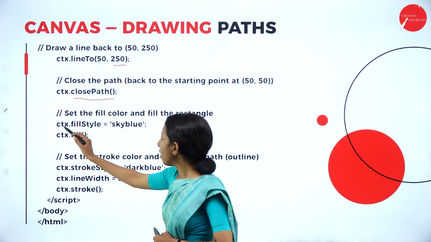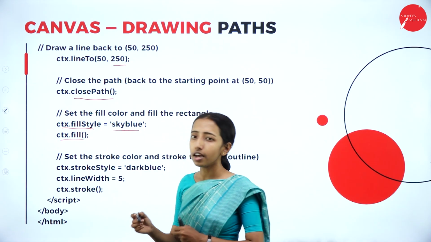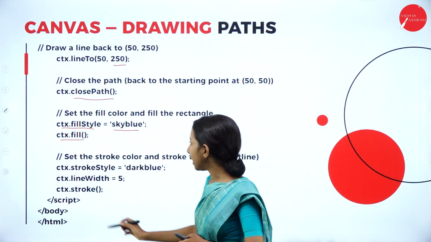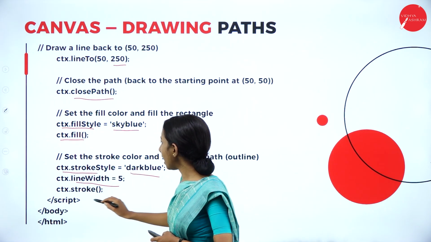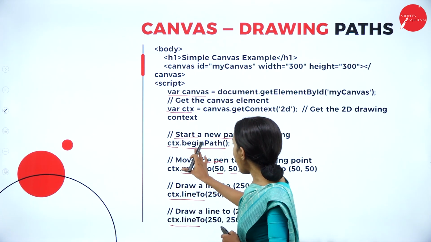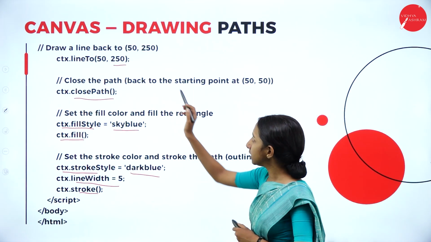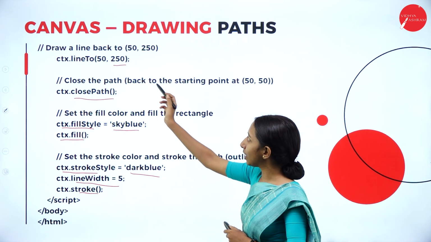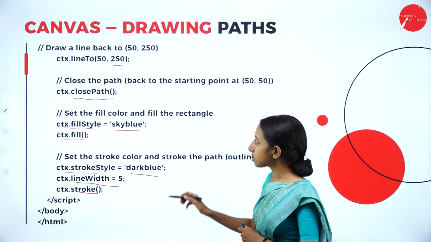So here the fill style is sky blue, and the fill method is called. And here the stroke style is dark blue, and the line width is 5, and again the stroke is called. So here if you observe, I have used lineTo 1 time, 2 times, and 3 times. The last one will get back, and here it will draw. So 3 times. So what is this output?